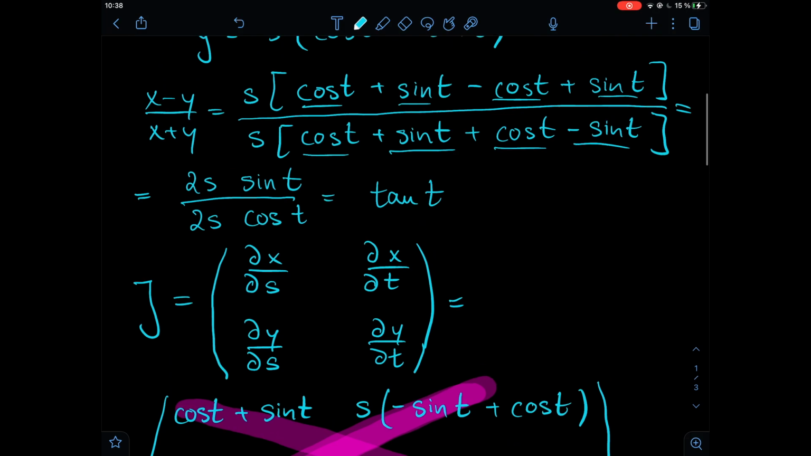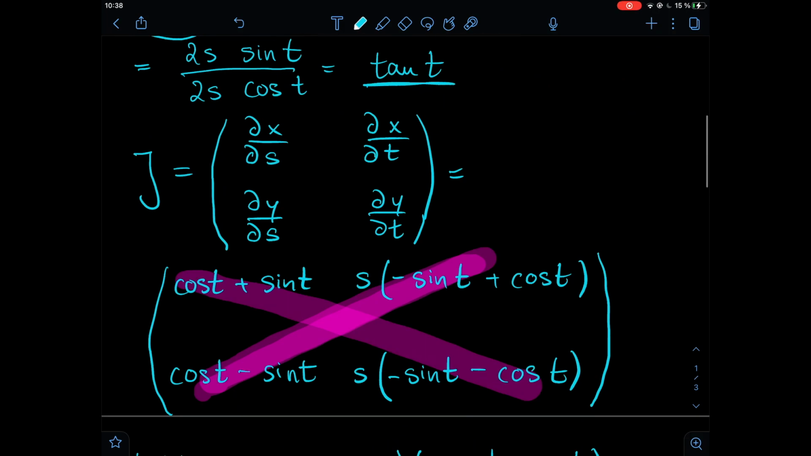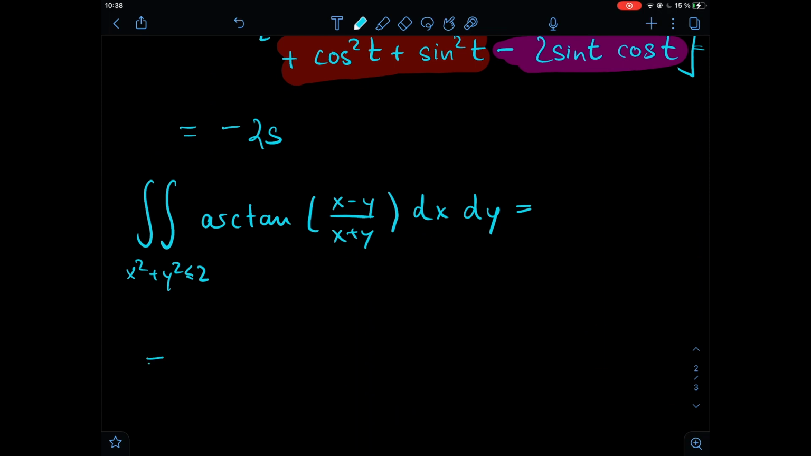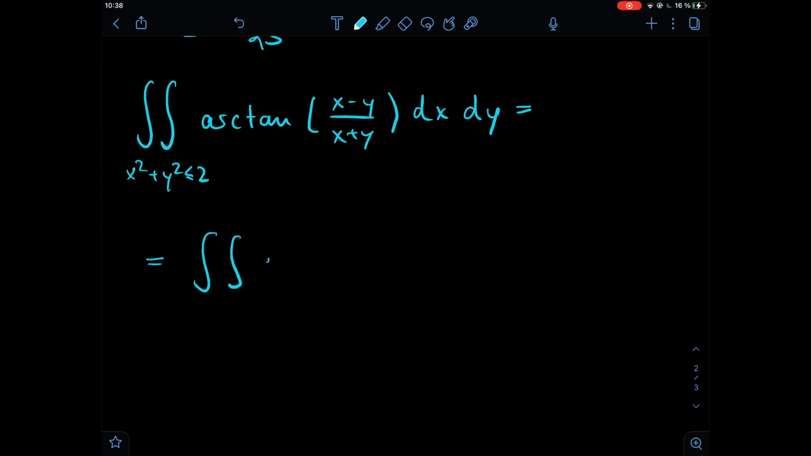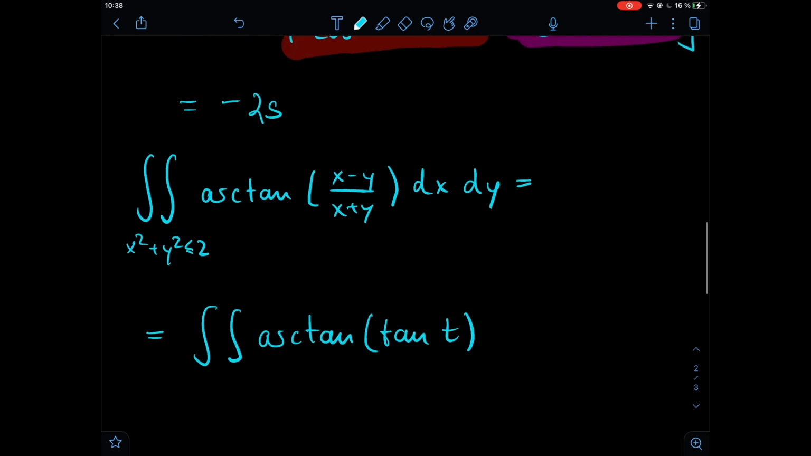So we will see that the x minus y divided by x plus y turns into a tangent of t. So this will become a double integral. We will take a look at the limits of the integral in a moment. So we have arctan of tangent of t. Then we take the absolute value of the Jacobian determinant, which is 2s. So here we have times 2s and then times ds and dt. So this is our integral.